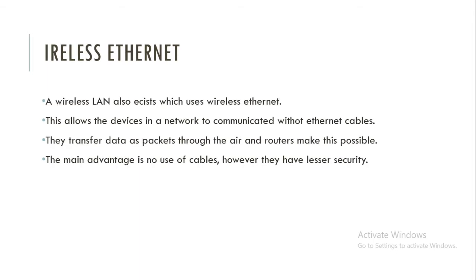Wireless Ethernet. A wireless LAN also exists, which uses wireless Ethernet. This allows the devices in the network to communicate without Ethernet cables. They transfer data as packets through the air, and routers make this possible. The main advantage is no use of cables. However, they have less security as compared to Ethernet cables.